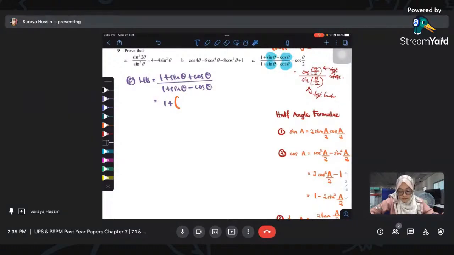So you write it down. 2 sin theta over 2 cos theta over 2. That's your first part. Plus it with cos theta.